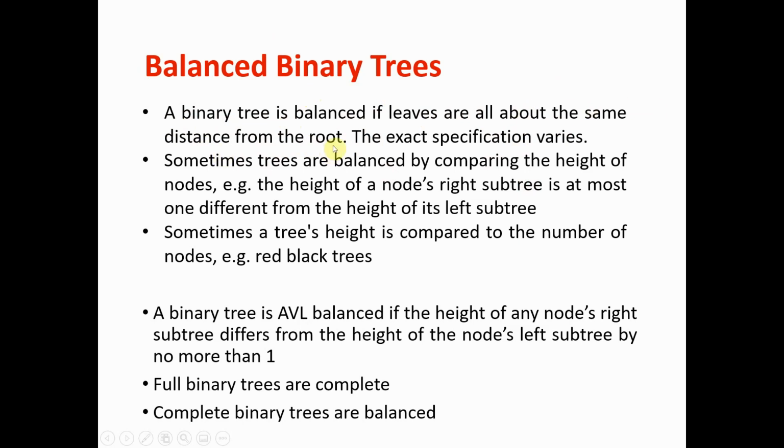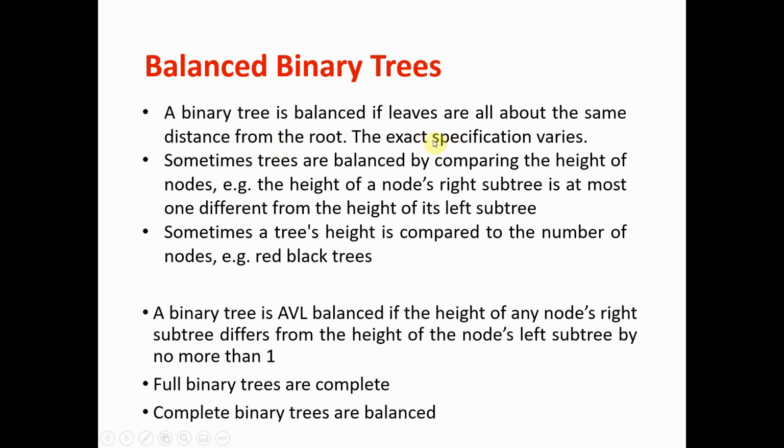Okay. Just like all about the same distance, it's not a very exact specification, because it might vary from one category of balanced binary trees to another, right? But this is basically what it means. All the leaves are about the same distance from the root. Either they have exactly the same distance, or maybe one different, right?